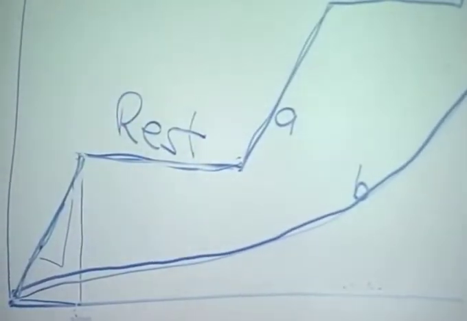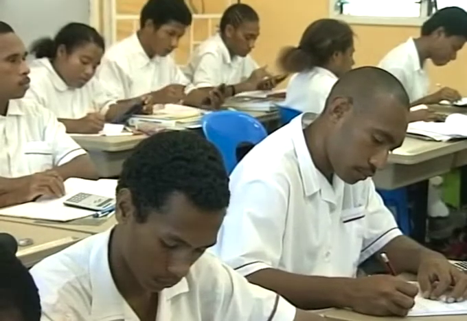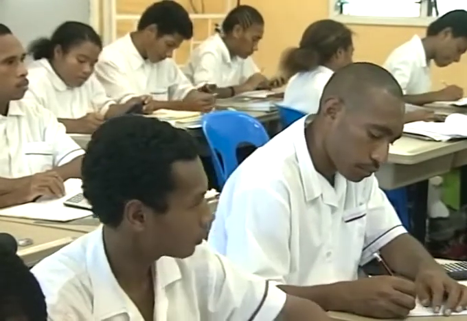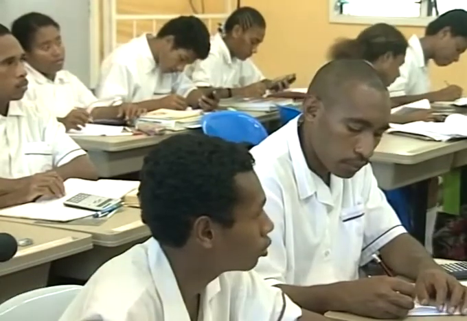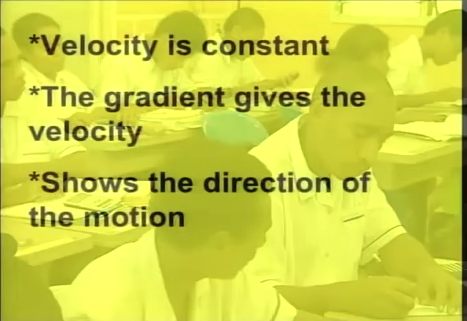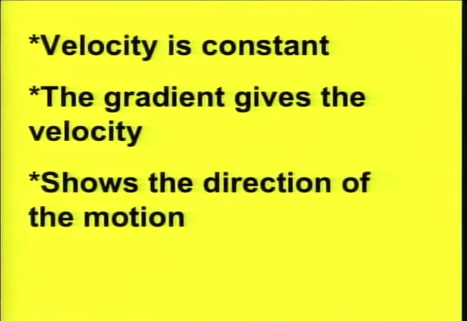So that is some of the graphs that we will be going through in our discussion today. Number one is that graph. As you can see, some of the main points on that would be the velocity is constant, the gradient gives us the velocity, and it also shows the direction of the motion. Okay, that is from graph number one.